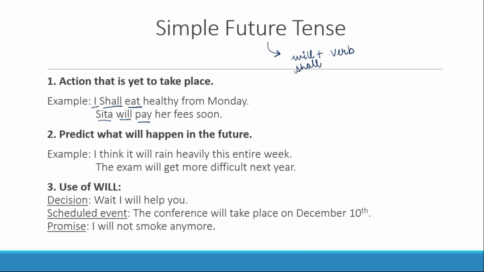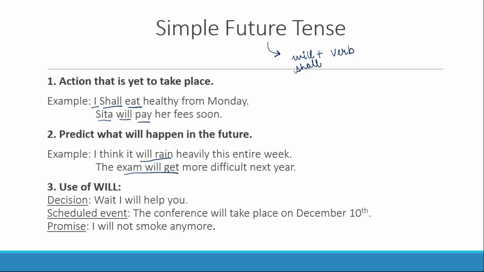Okay, let's move to the second point. If someone is predicting about what will happen in the future, even then we will use simple future tense. Let's look at an example. I think it will rain heavily this week. So we're making a prediction. मुझे लगता है बारिश आएगा. Okay. So it will rain. The exam will get more difficult next year. So we're making a prediction that the exam will get more difficult. So will plus simple form of the verb. I hope that is clear.